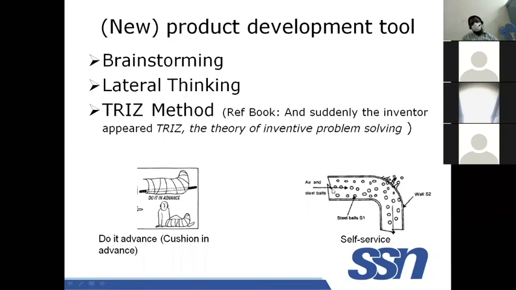Whenever the ball is hitting, it is not directly hitting the wall. Instead, it is hitting another ball. That is known as self-service. This is one of the methods to solve a problem. This one I will show you in the coming slides.